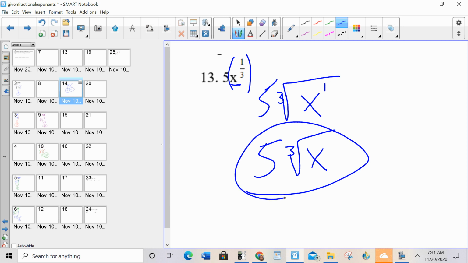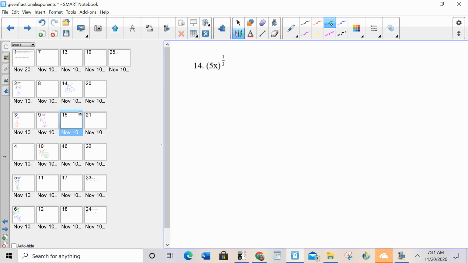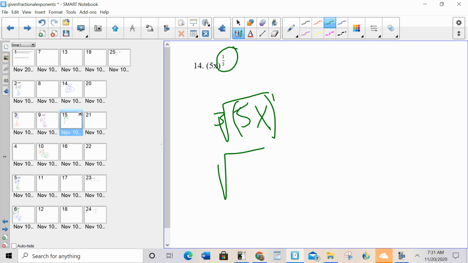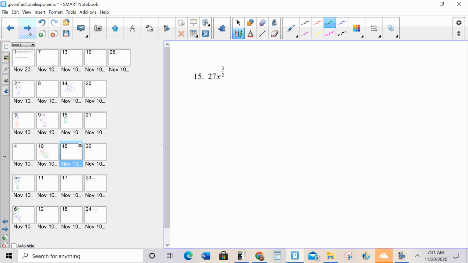Pay close attention to what's being raised to the power. Whatever's being raised to the power is what goes inside the radical. In number 14, I have parentheses now. So again, I see a fractional exponent, so I'm going to make a radical. Since the 5x is what's being raised to the fractional power, the 5x goes inside. The power is 1. I don't have to write the 1, but I can. The root is 3. So my answer would be the cubed root of 5x.